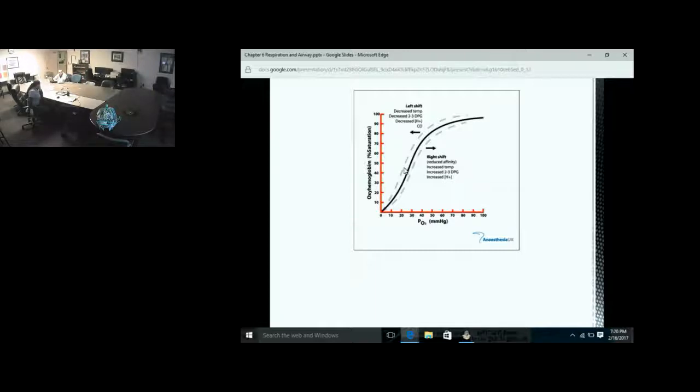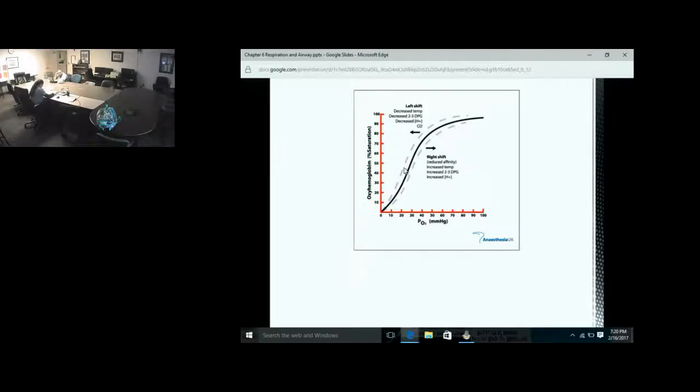So a shift to the left is an increased affinity of the oxygen and hemoglobin. It comes from alkalosis, hypocapnia, hypothermia, and decreased 2,3-DPG enzyme with massive transfusions. So that's what a left shift is. An increased affinity means the oxygen binds and doesn't want to let go. No, it doesn't come off fast enough, I'm sorry. It's like, no, you're mine.